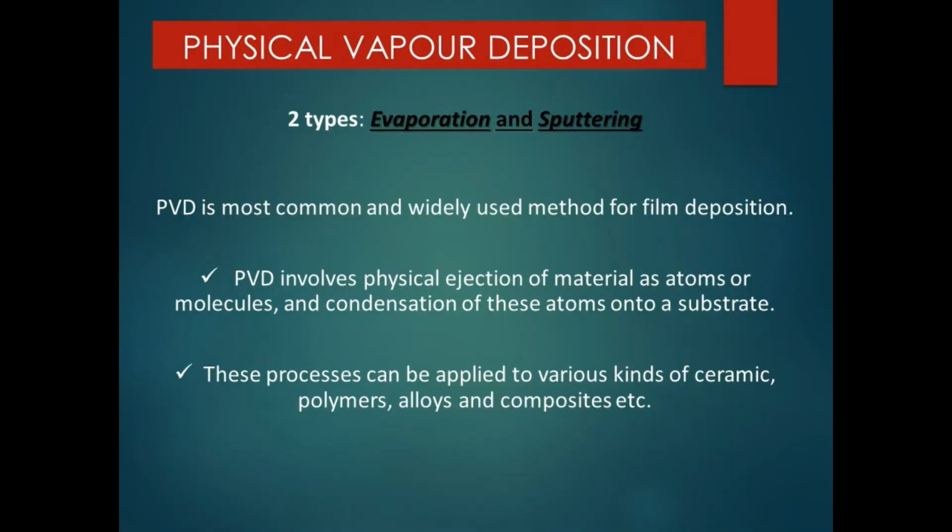Depositing a thin film by PVD method can be done by either evaporation or the sputtering technique. It is the most commonly and widely used method for film deposition. PVD involves physical ejection of materials as atoms or molecules and condensation of these atoms onto a substrate. These processes can be applied to various kinds of ceramics, polymers, alloys, and composites.